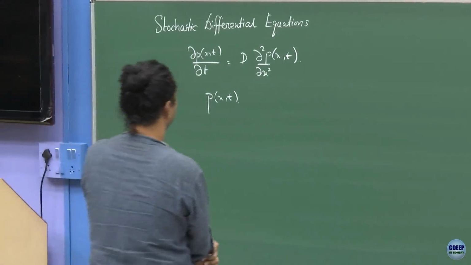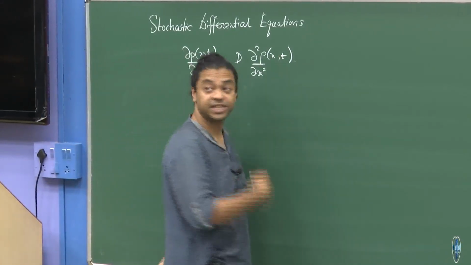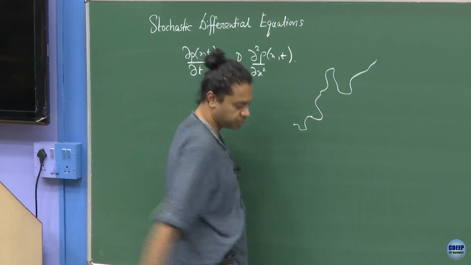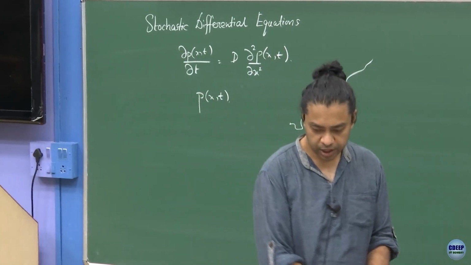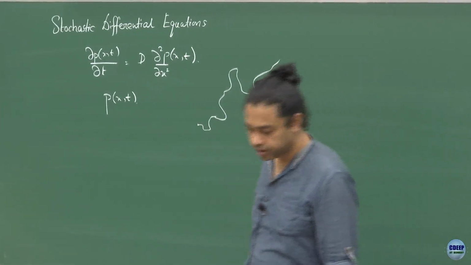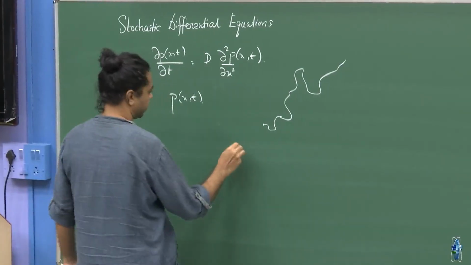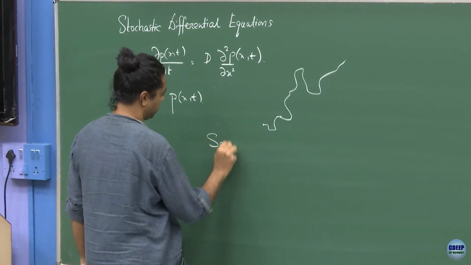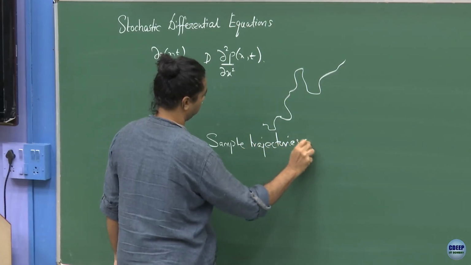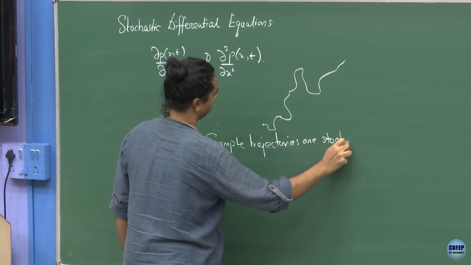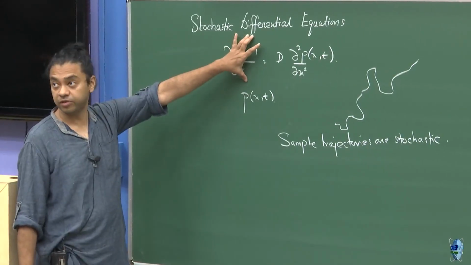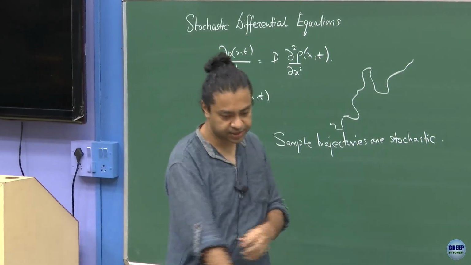But if I were to ask, what is the trajectory of a given particle? If I have some particle which is doing a random walk, and it traces out some path as it moves, the diffusion equation will not tell you what the sample trajectories of this diffusing particle are, right. The sample trajectories are stochastic. Their probability evolves according to the diffusion equation, but the trajectories themselves are stochastic.